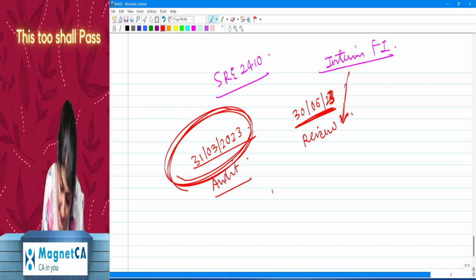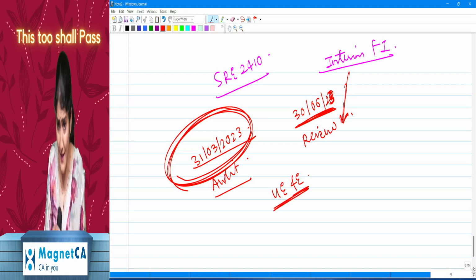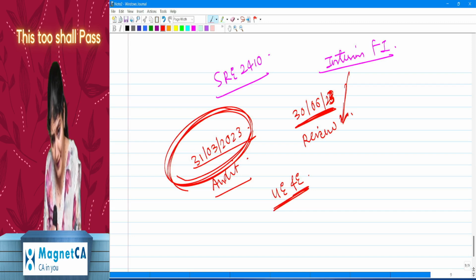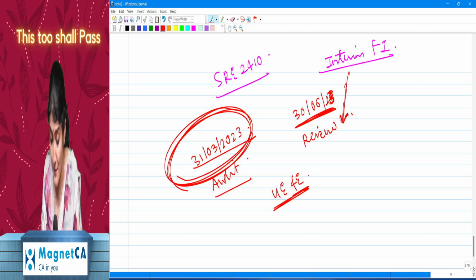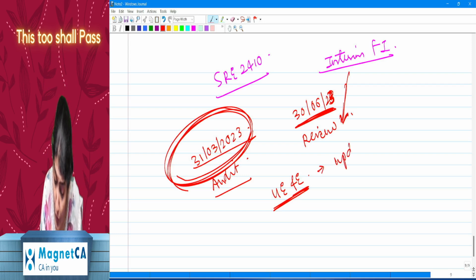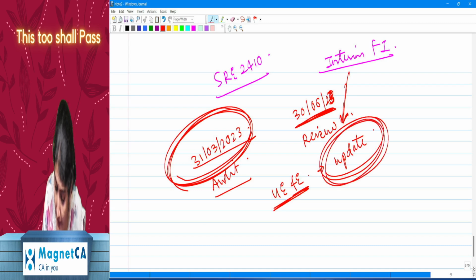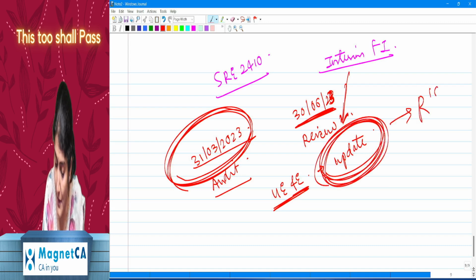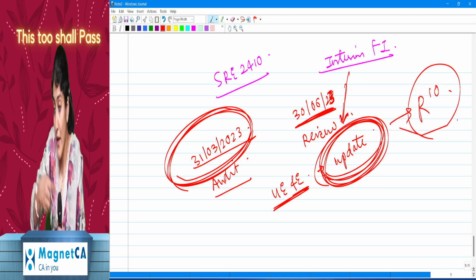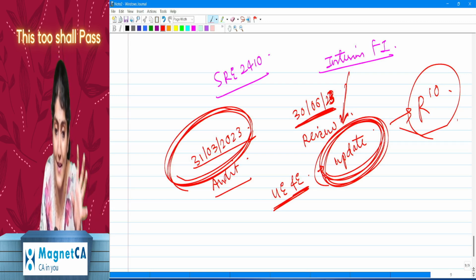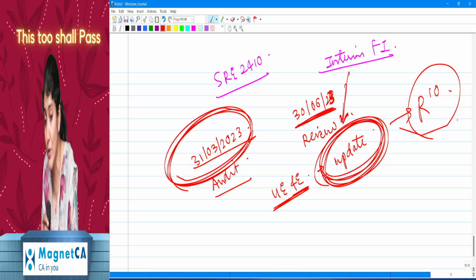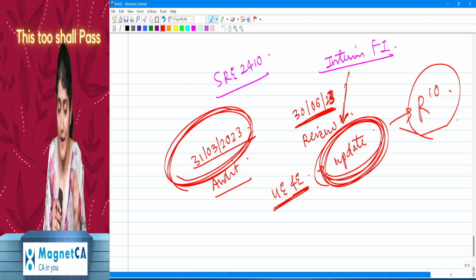So do I already have an understanding of the entity and its environment? Because I've already done the audit. Now I'm doing the review of the interim financial information. Yes, I already have the understanding, but now I only need to update my understanding of the entity and its environment. So this is again a million-dollar question: what are the matters you need to consider when updating your understanding of the entity and its environment for the review of interim financial information?